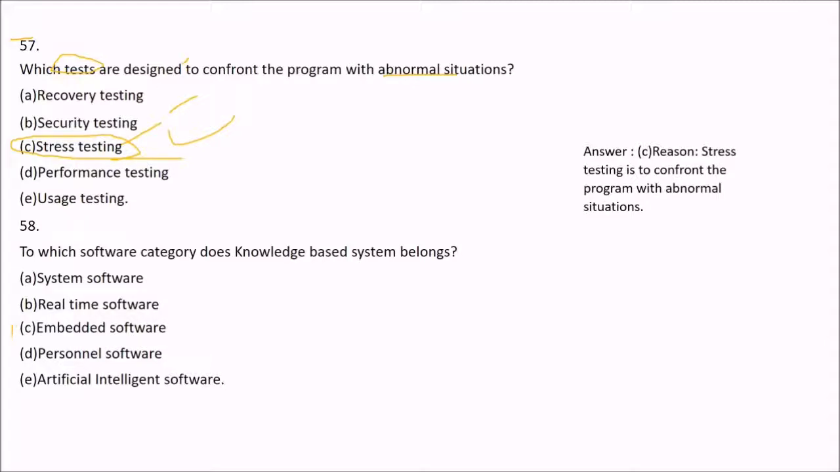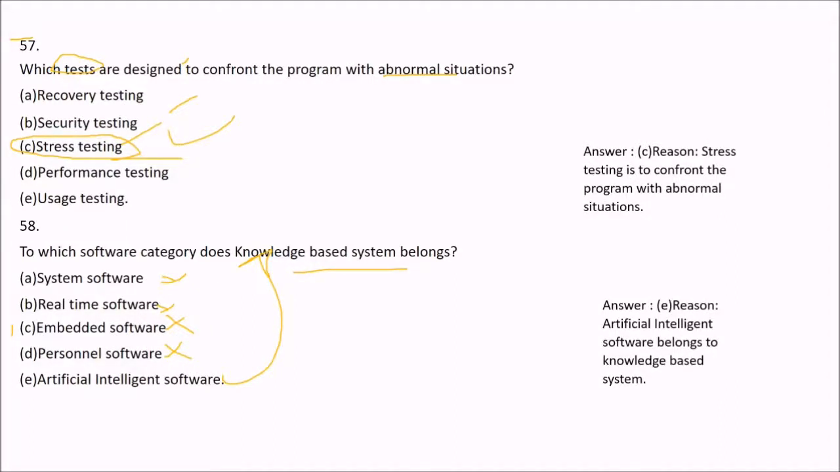Then 58. To which software category does knowledge-based system belong? Knowledge-based system. System software? No. Real-time software? No. Embedded? No. Personal software? No. Knowledge-based? Yes. This is the correct answer. Artificial intelligence software belongs to knowledge-based system.